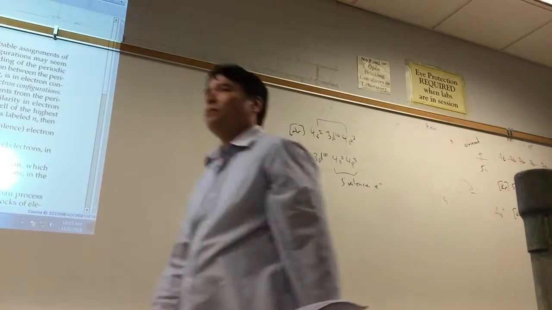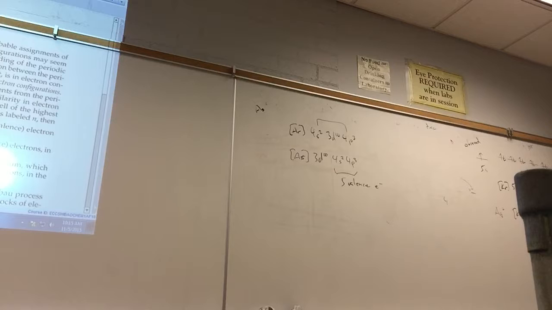Well, arsenic should show similar properties to phosphorus. Phosphorus has how many valence electrons? 5. Nitrogen, 5. Antimony, 5. Bismuth, 5. So all those have 5 valence electrons, so all those form the nitrogen family. They give names to those families, like pnictogens for the nitrogen family, chalcogens for the oxygen family, halogens for the fluorine family.